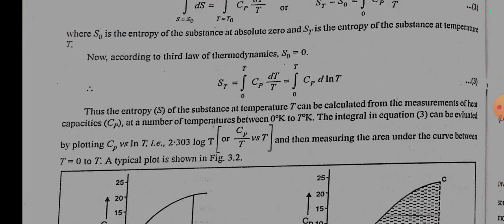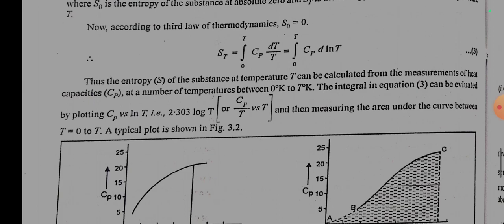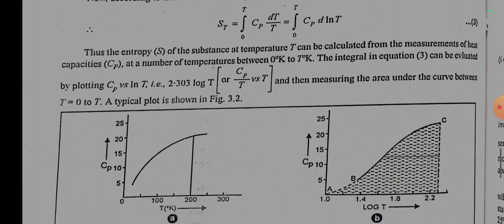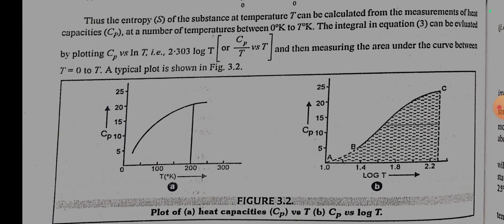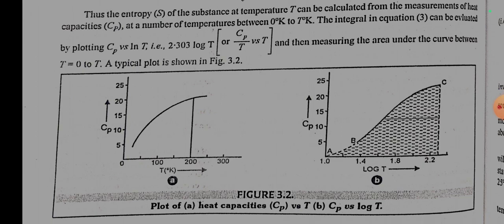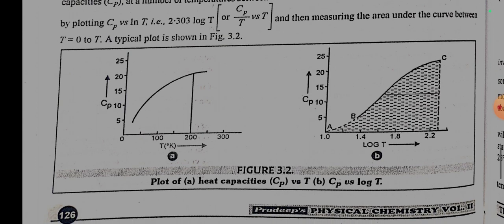Now, according to the third law of thermodynamics, S naught is equal to 0. Thus, the entropy of the substance at temperature T can be calculated from the measurements of heat capacities at temperatures between 0 Kelvin and T Kelvin. The integral in equation 3 can be evaluated by plotting Cp versus T, or Cp/T versus T, and then measuring the area under the curve between T equals 0 to T.